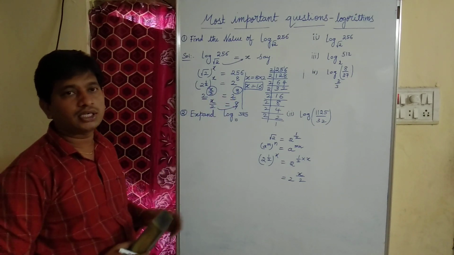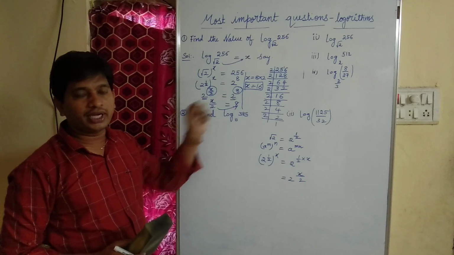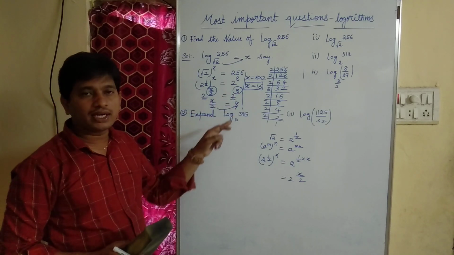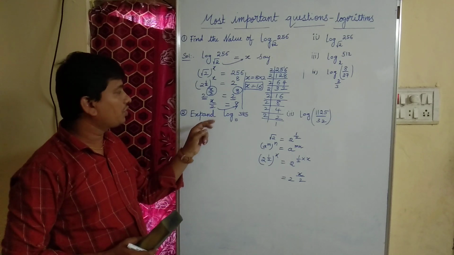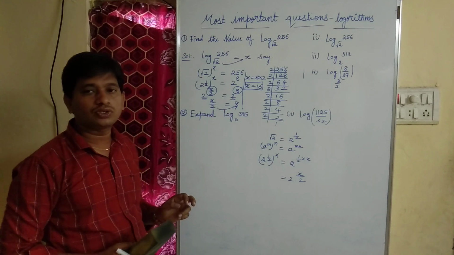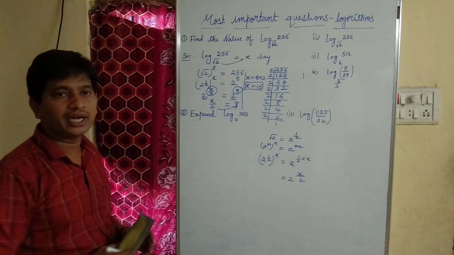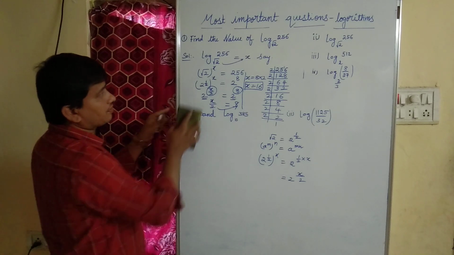So what are the powers here? x by 2 equal to 8. So cross multiplication, x is equal to 2 into 8. So 2 into 8, 2 8s are 16. So x value is 16. Right? That is our second question.